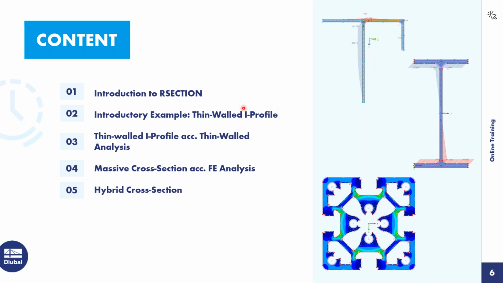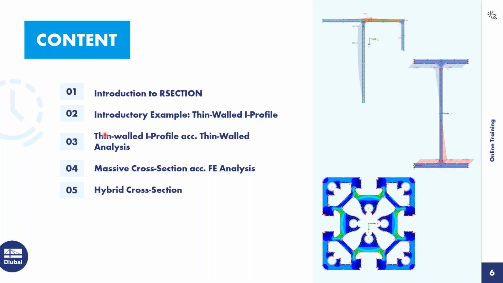Then we do together a kind of introductory example. We will model together a thin-walled I profile, and there we also see the calculated cross-section properties. We will also do a kind of cross-section classification and also apply some loads in order to see different results like bending stresses and so on. Then I will forward later on to Bastian.